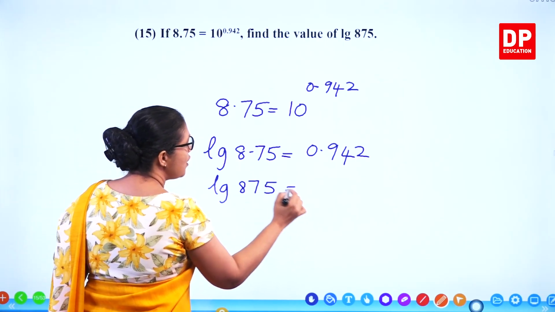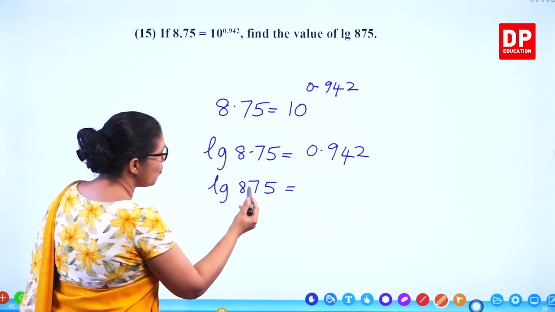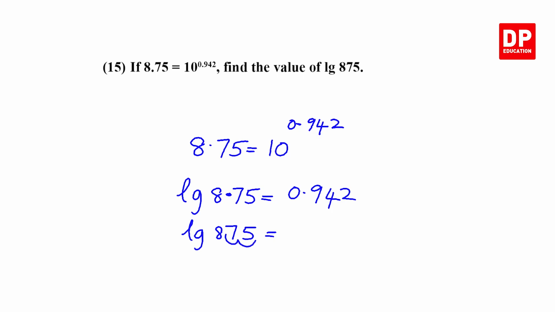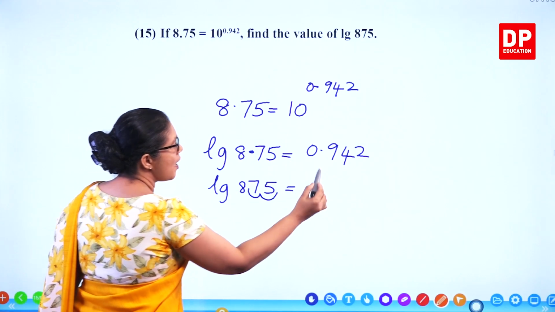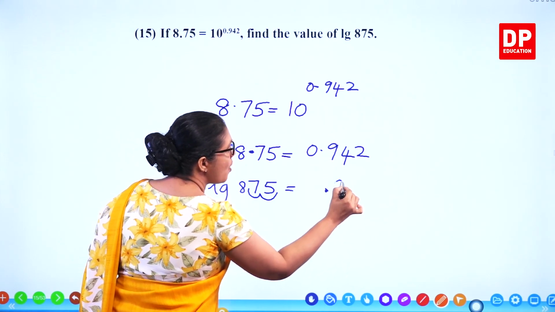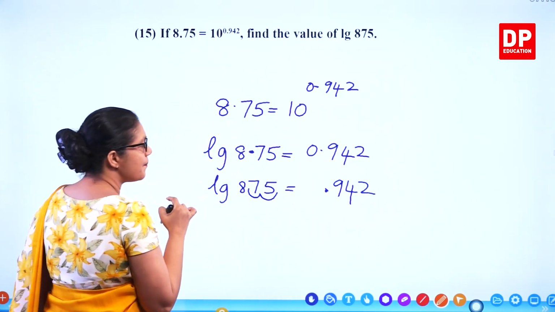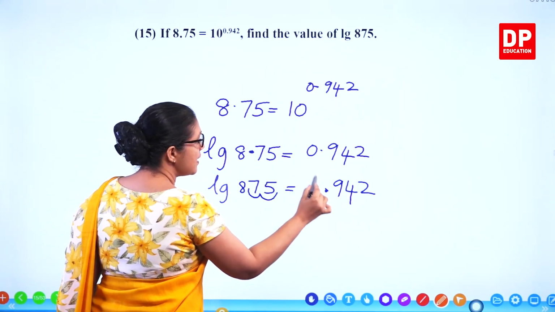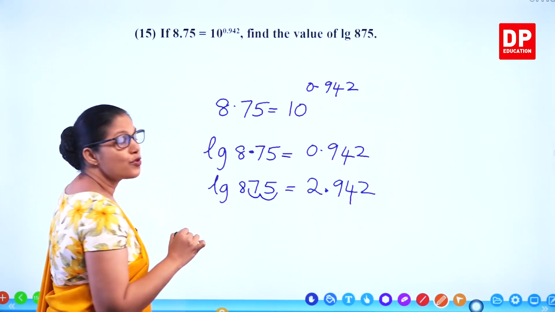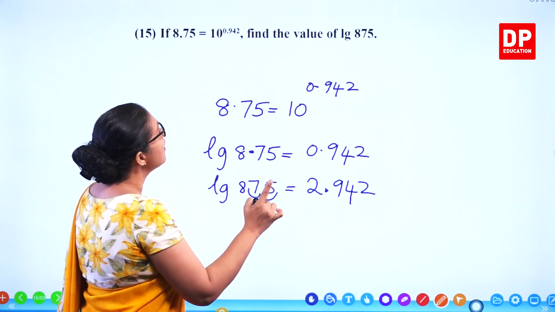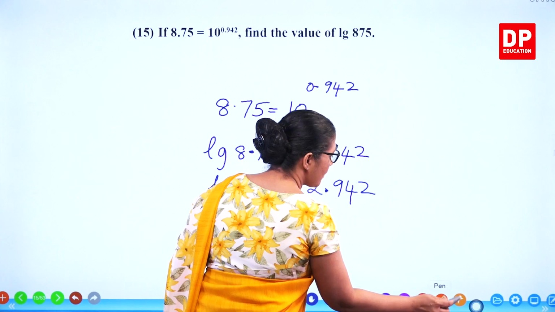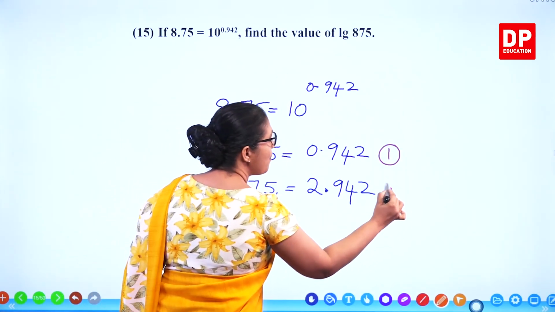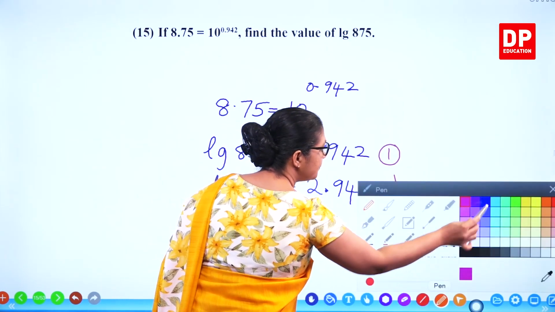So when you are writing in standard notation, what happens here? This is the standard notation form. This is 2 places moved to the right. So you get the same decimal values when you refer to the log tables, because 87.5 we are referring to. But the decimal here, this is 2 places moved. So you can write 2.942. So you get 2 marks, 1 mark for this step and 1 mark for the final answer.